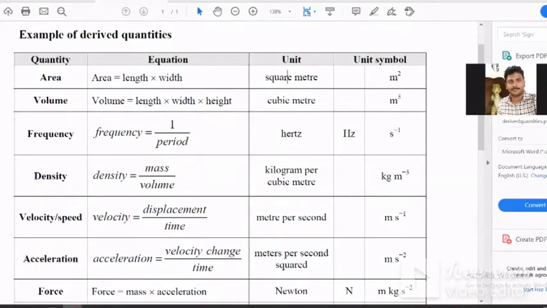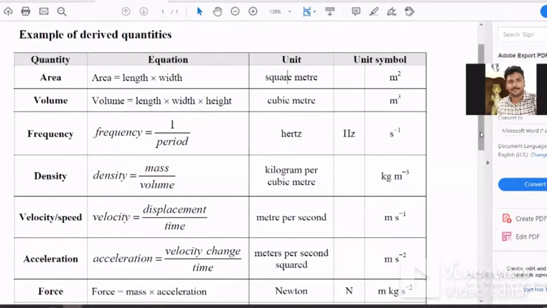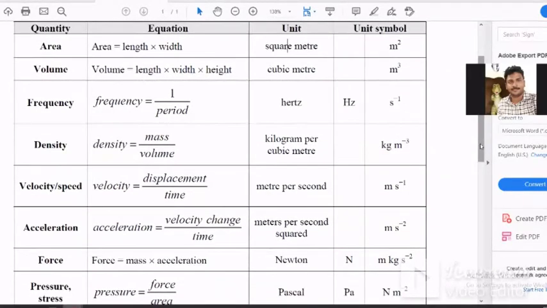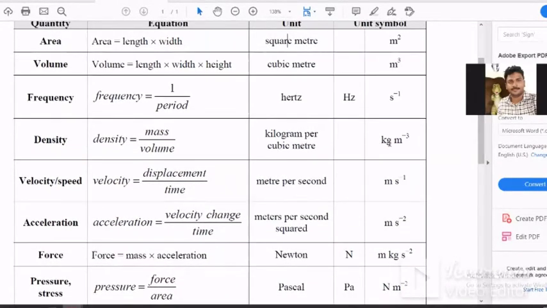Okay, just to go through this topic again. We have density, which is mass upon volume. Its unit is kg per meter cube. Velocity or speed: the formula is displacement upon time, and the unit is meter per second. Then acceleration, that is velocity upon time, and its unit is meter per second square.